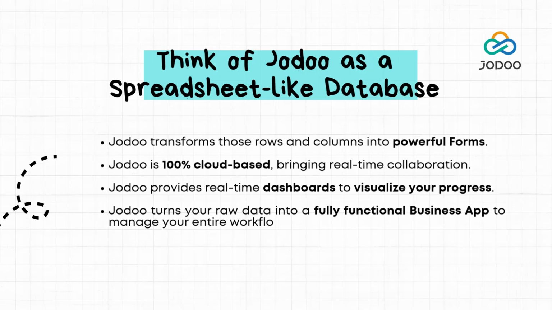Unlike a static file, Jodoo transforms those rows and columns into powerful forms for data collection. You can send a link, and anyone can submit data from their phone. It's 100% cloud-based. This means real-time collaboration. No more emailing files back and forth. Your whole team works on the same version of data, securely stored in the cloud. You instantly get real-time dashboards to visualize your progress. Essentially, Jodoo turns your raw data into a fully functional business app to manage your entire workflow.